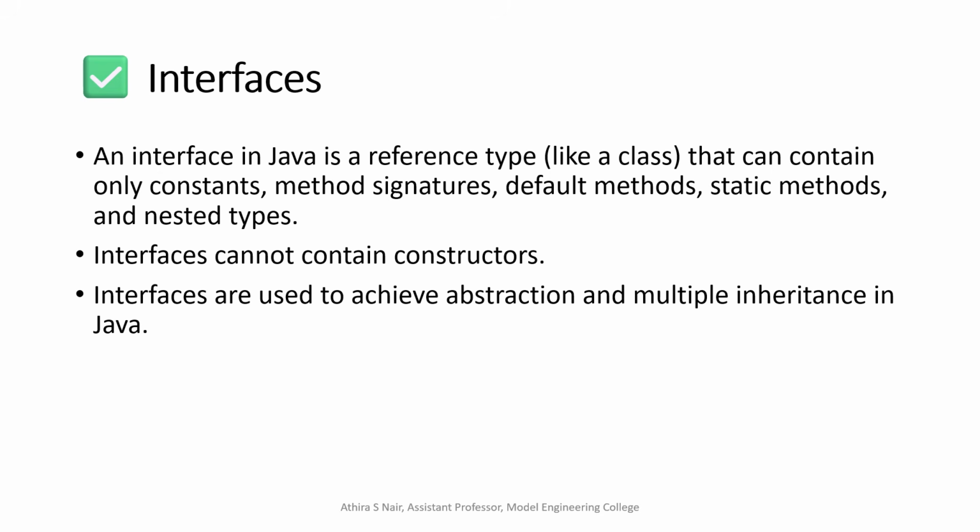Here, an interface in Java is a reference type. It is like a class that can contain only constants, method signatures, default methods, static methods, and nested types. Interfaces cannot contain any constructors. Interfaces are used to achieve abstraction and multiple inheritance in Java. In Java, there is no multiple inheritance through classes. Instead of that, we can use interfaces.